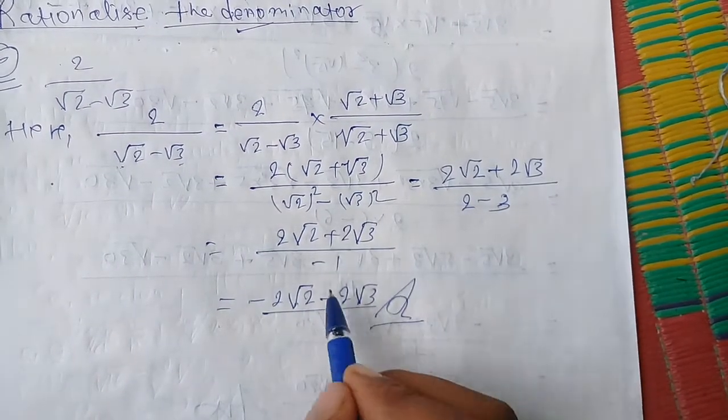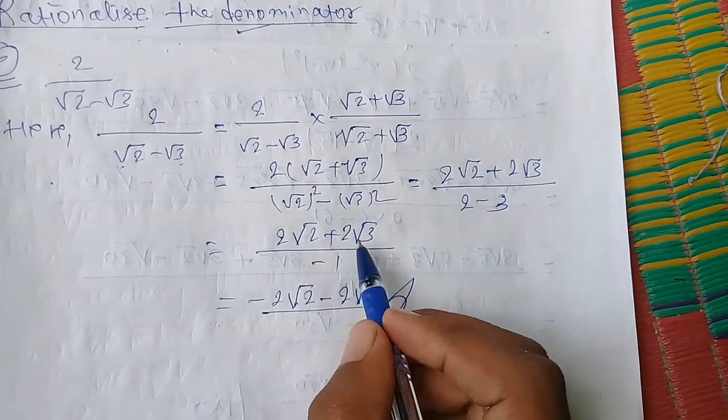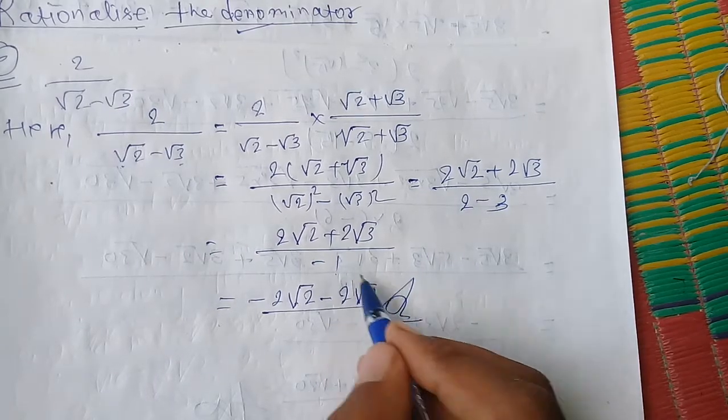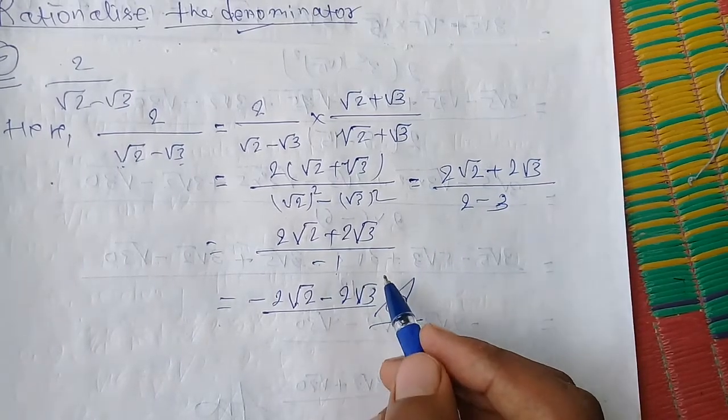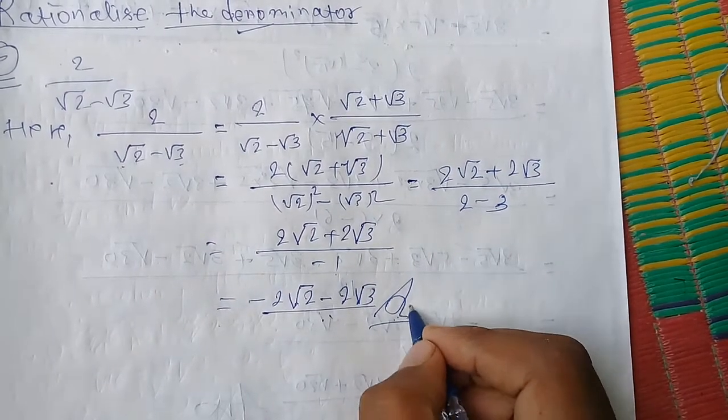So the denominator is now a rational number. Minus 1 is a rational number. So now this is the answer.